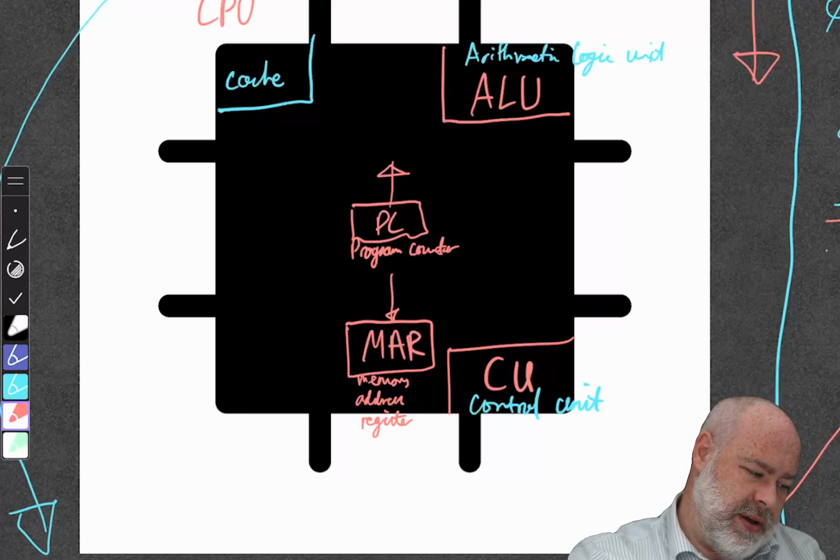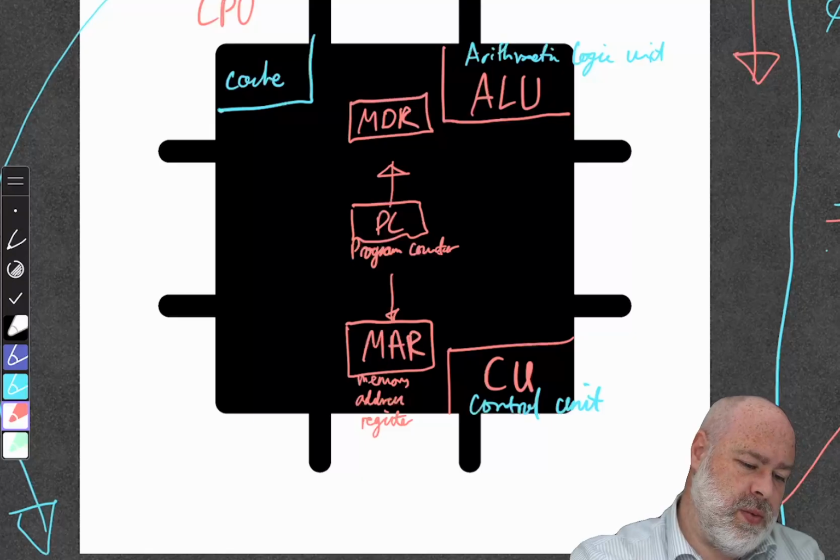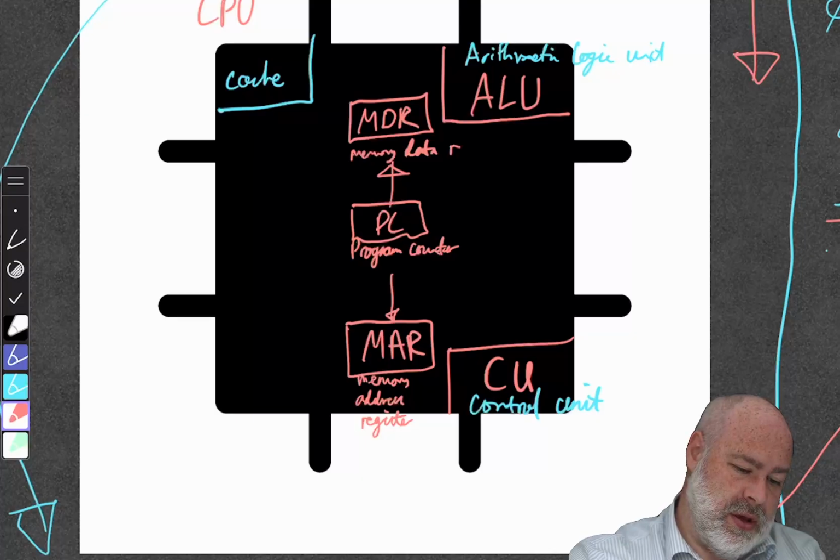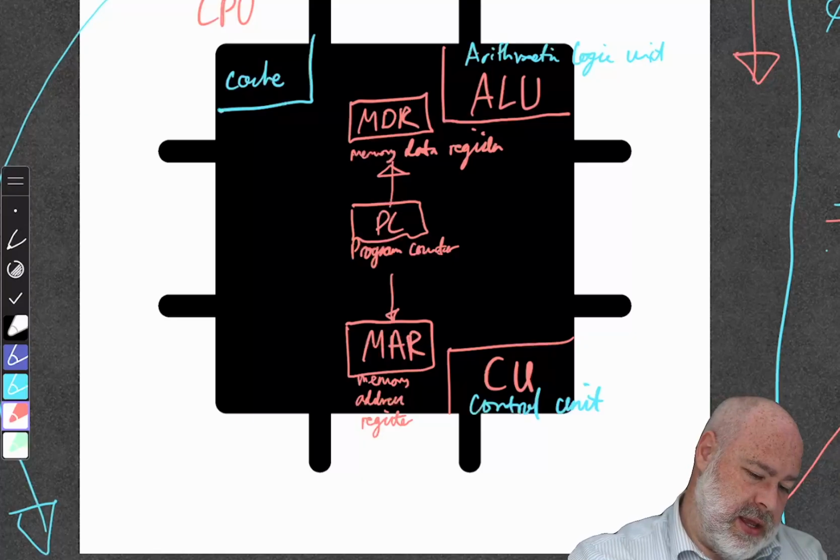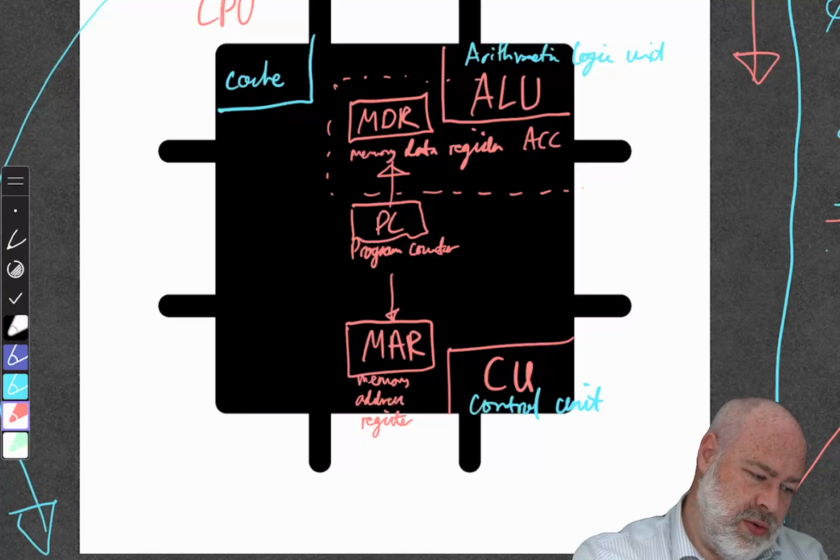And then we're going to have an MDR, and the way to remember these is the M for memory, so I'll put memory data register. And that will work with, I'll tell you what, I'll just make a little separate section here with something called the accumulator.